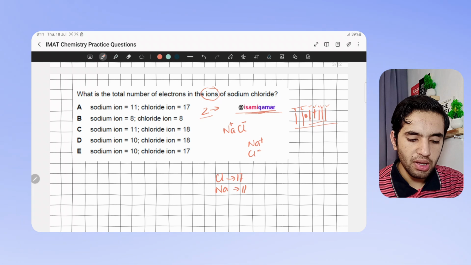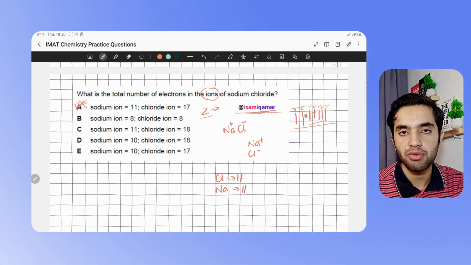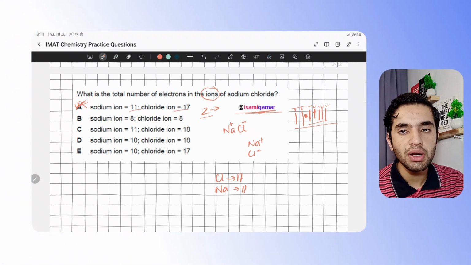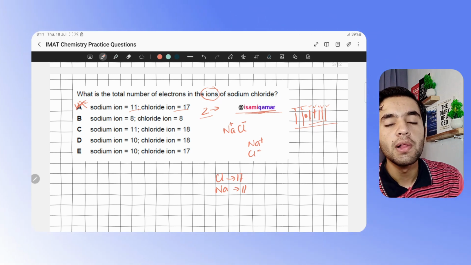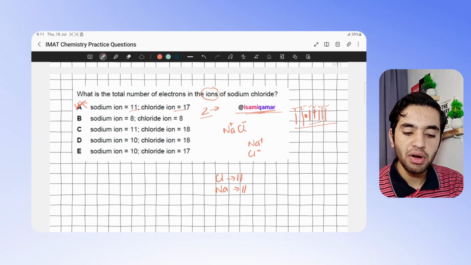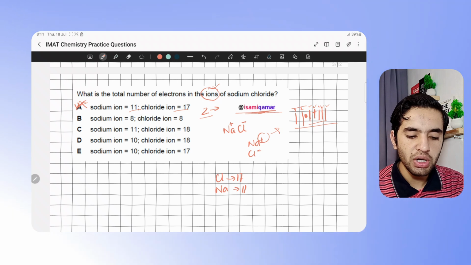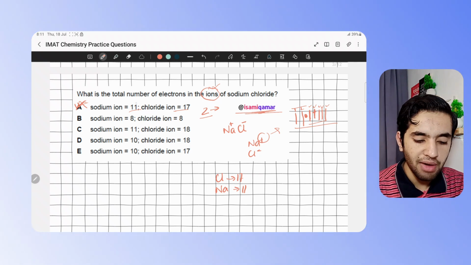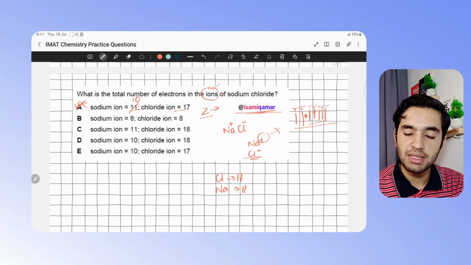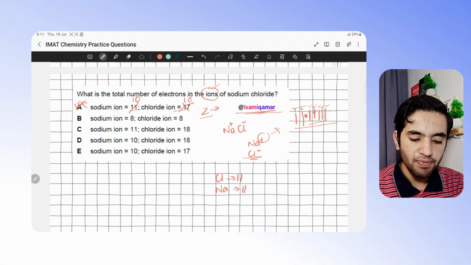Now look here, you are going to mark the first option, right? Don't dare to write the first option, because this correctly lists 11 and 17. Make sure that the IMAT examiner is going to trick you. So first of all, understand it. You have to find for ions, and ions mean if it's positive, it has lost one electron, so it must not be 11, it will be 10. And chlorine, negative means it has gained one electron, so it would not be 17, it would be 18.